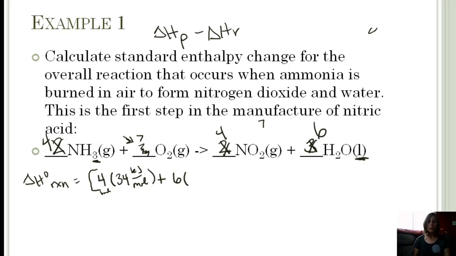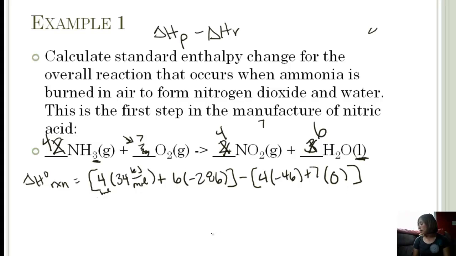So when you're looking these up, make sure you have the right one. Heat of formation for water as a liquid is negative 286 kilojoules per mole. Okay, now I'm going to subtract that quantity from my reactants. So 4 times NH3, which is negative 46. And 7 times O2, well, since O2 is an element in its standard state, it's 0.